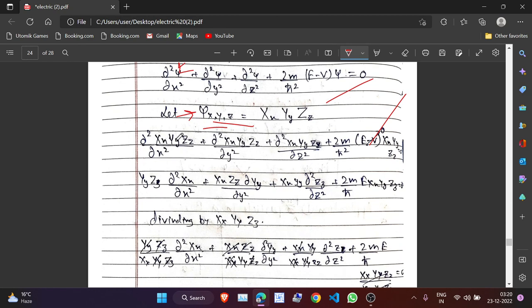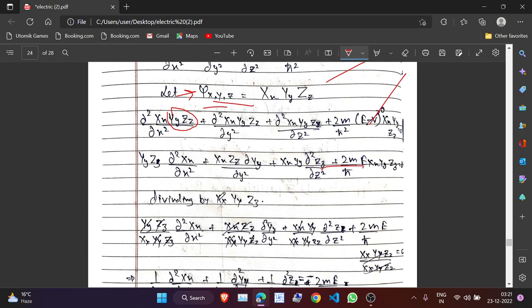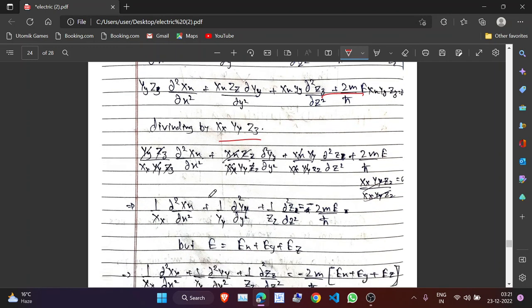After solving, we get the differentiation of X, it is 1. So Y and Z remain in the numerator. Dividing all of this by XYZ, what we get is 1 upon X into d square X upon dx square, plus 1 upon Y into d square Y upon dy square, and like this the equation continues.